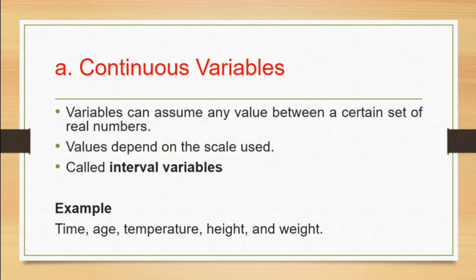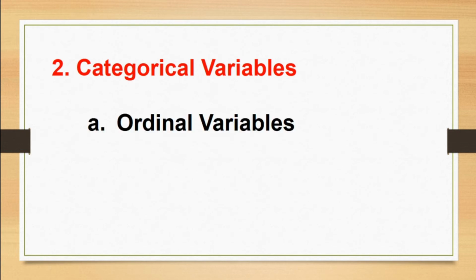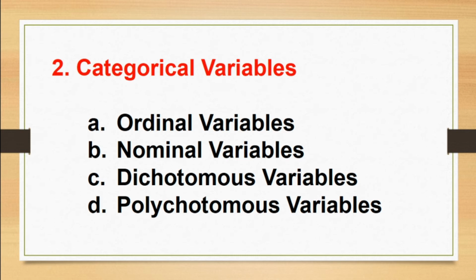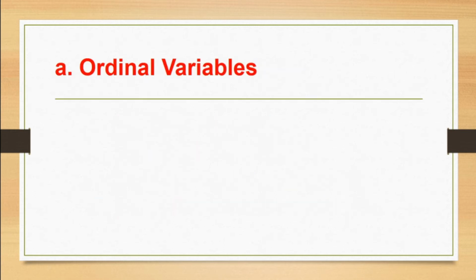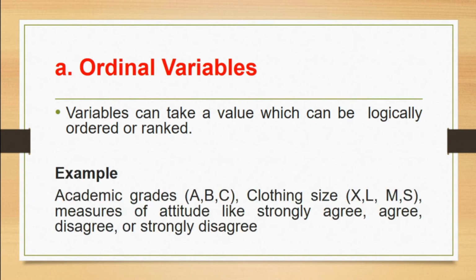No? So another is the categorical variable. Categorical variable, meron tayong apat: the ordinal variables, nominal variables, dichotomous variables, polychotomous variables. First, ordinal variables. Ordinal variables are the variables that can take a value which can be logically ordered or ranked. In-ordered po siya. Nakarank po siya. So, example nito ay academic grades. So, our academic grades is ranked A, B, and C.